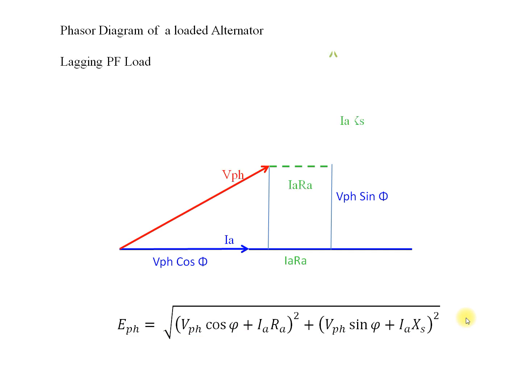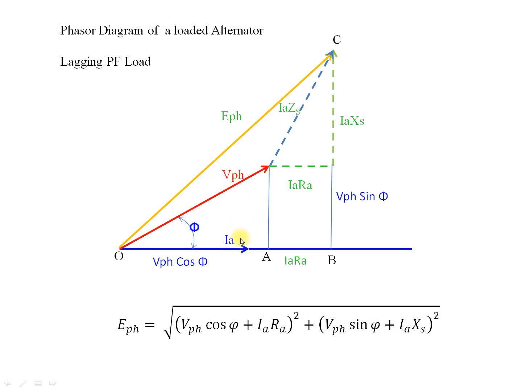If you are having a lagging power factor, then the V phase and Ia will not be in phase. The Ia will be lagging behind this V phase. So we will be drawing this from this particular phi angle. So this is going to be a phi angle. The V phase will be leading the Ia by phi angle. So we will be getting the IaRa drop as shown here.